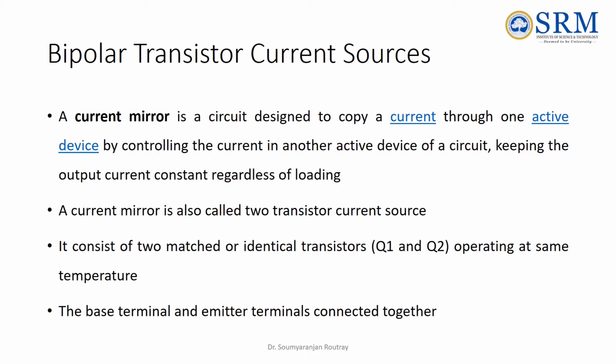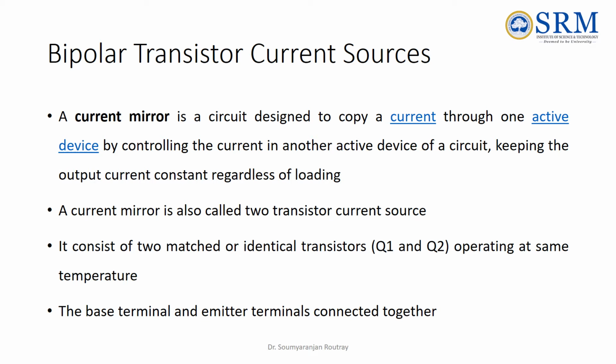As we have already discussed, the current source is otherwise known as current mirror circuit. It consists of two transistors. We can say the transistor number 1 is Q1 transistor and transistor number 2 is Q2 transistor. And the condition we have to apply here is both the transistors are identical and working at the same temperature. Identical means it should have the same beta value.